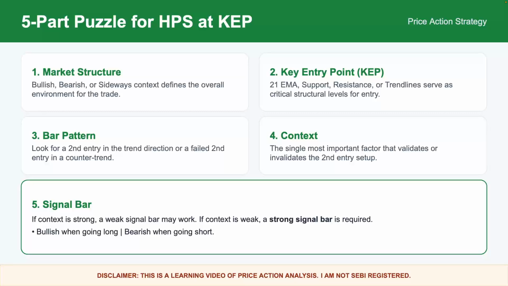The first is the market structure. First, we need to know whether the market is bullish, bearish, or sideways. If the market is sideways and in a range, we have certain rules for that. We have talked about them in past videos. Here we are especially focusing on a trending market or when the trend is changing.